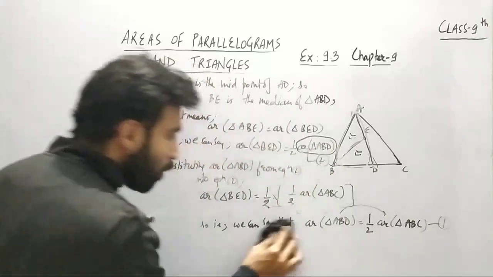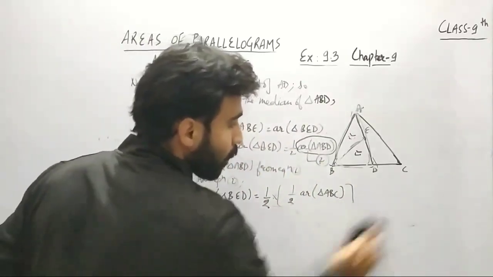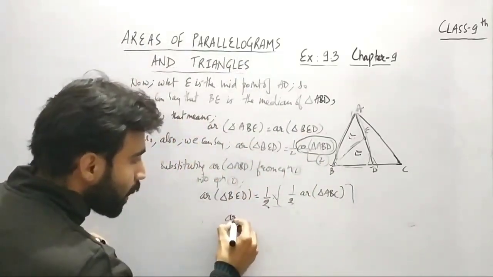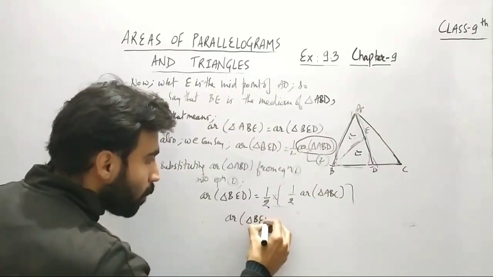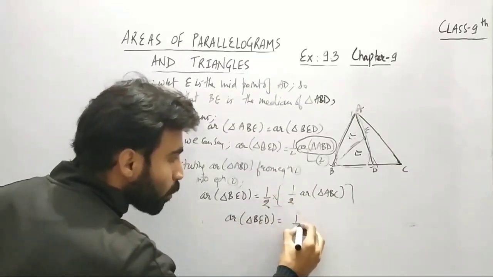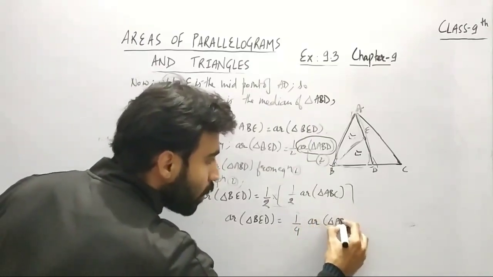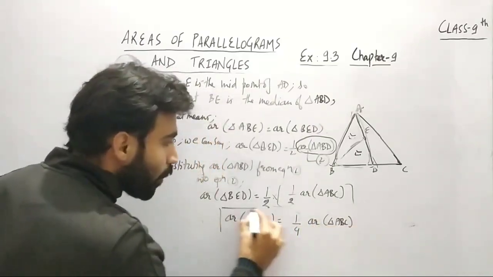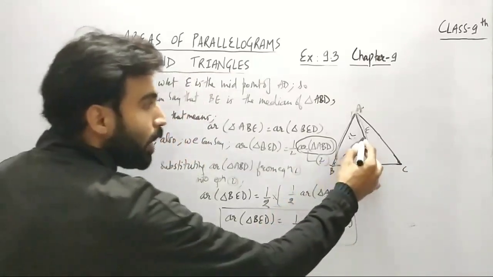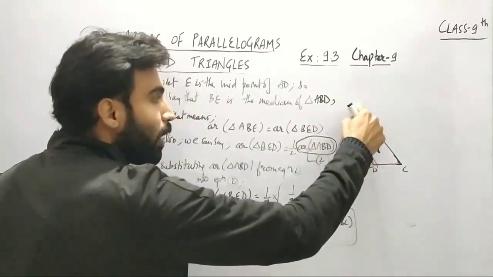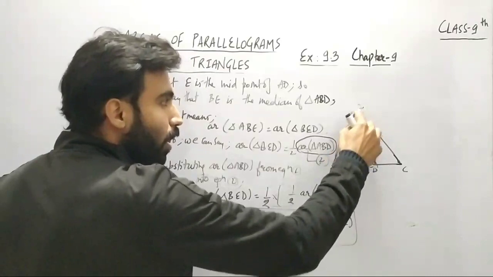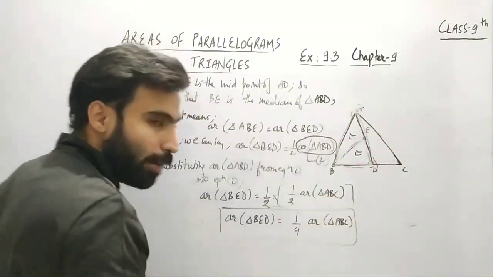So let me just further solve this. So that will be, you can see that the area of triangle BED, so 1 into 1 that is 1, 2 into 2 that is 4, then area of triangle ABC. So this is what we have to prove here, that ये जो BED triangle है that will be 1/4 of the triangle of area ABC, right?